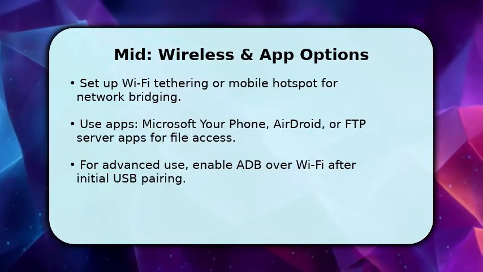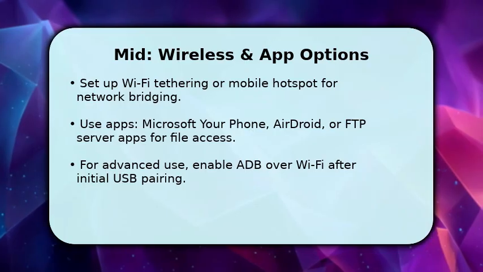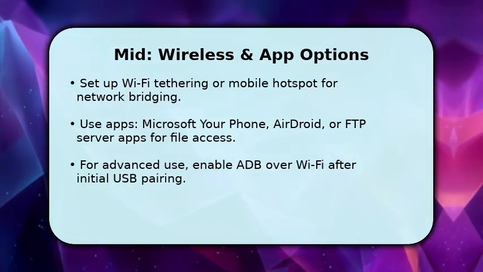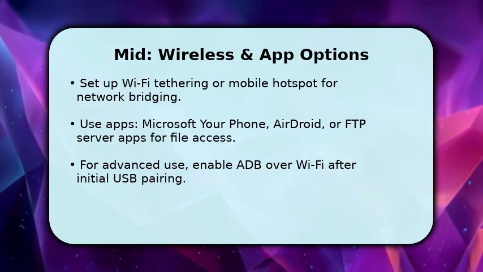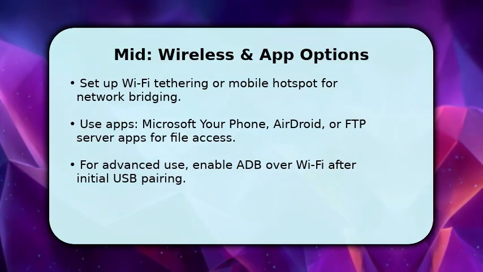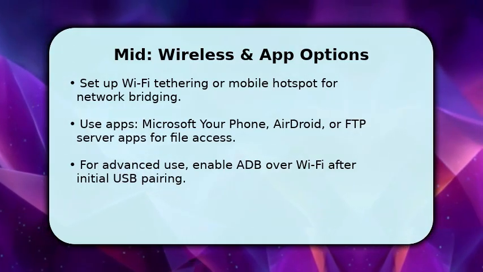Next, if you prefer wireless control, enable hotspot or ensure both devices are on the same Wi-Fi network. Install and open a companion app like Microsoft Your Phone or AirDroid on laptop and phone, then pair using QR code or PIN. This provides notifications, messaging, and file transfer.